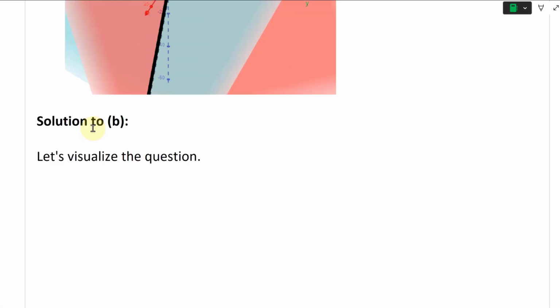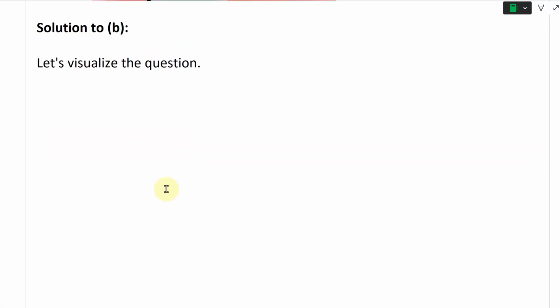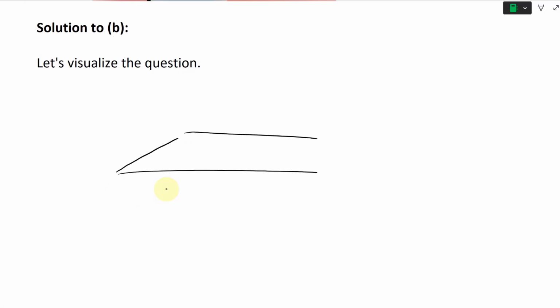So let's first visualize the question. We have the line L. So let's first graph a plane. What I'll do is graph a plane like this, and we'll call this plane right here Z equals T. So it's a horizontal one. Z equals T, and let's say we had our line like this. So there's our line L.